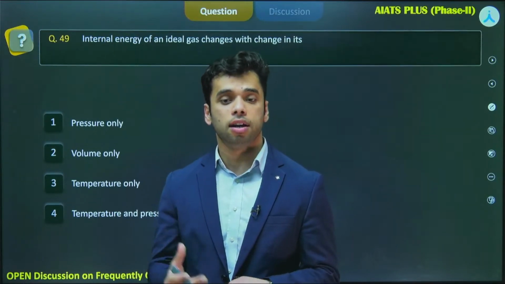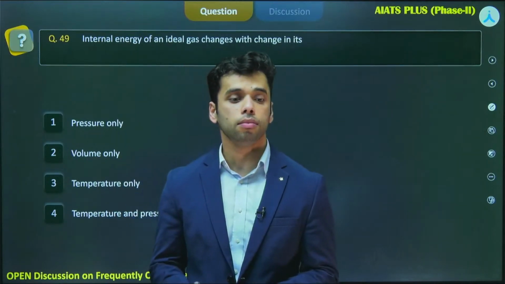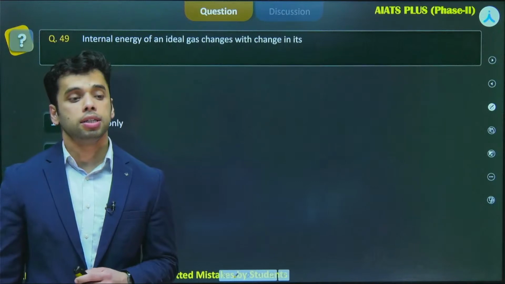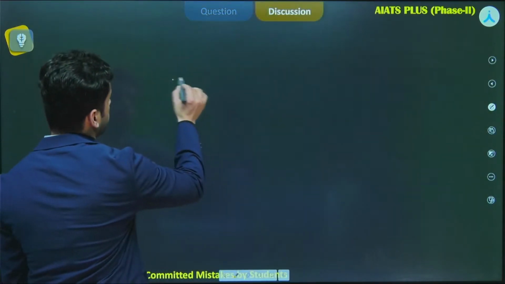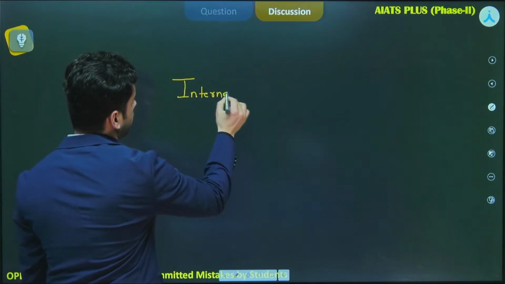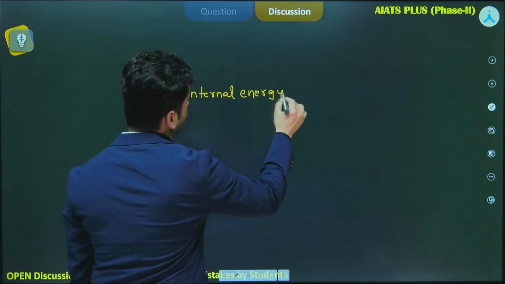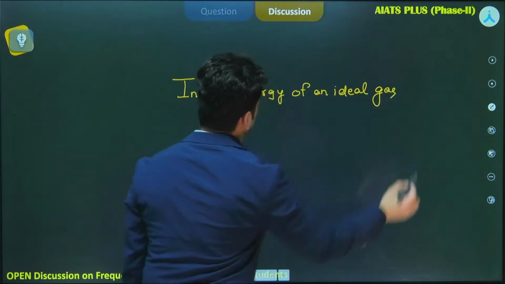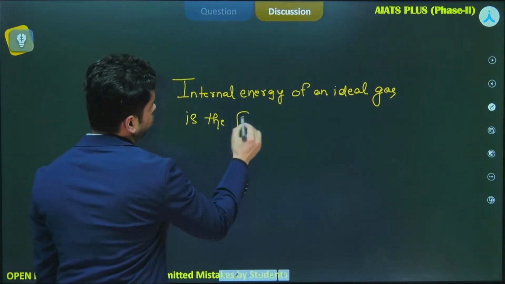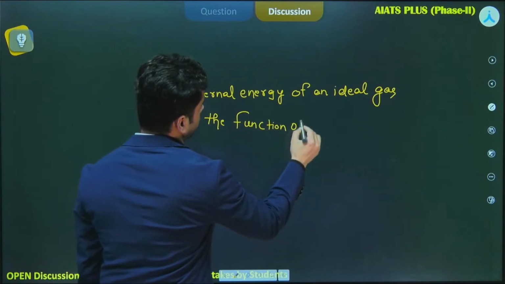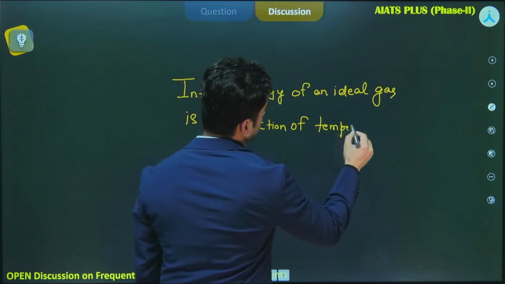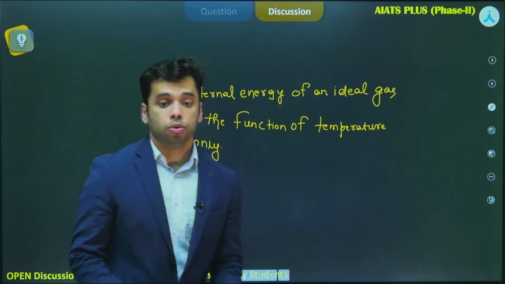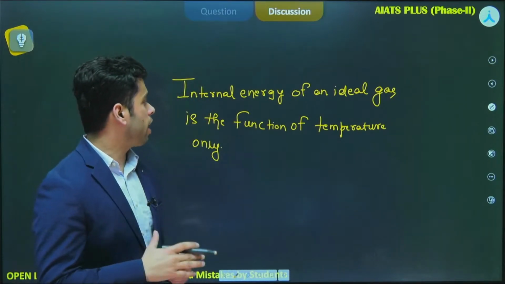Dear students, can anyone guess the answer, or comment the answer to this problem? The internal energy of an ideal gas changes with change in its... See dear students, I know that the internal energy of an ideal gas is a function of temperature only. So internal energy of an ideal gas is a function of temperature only.